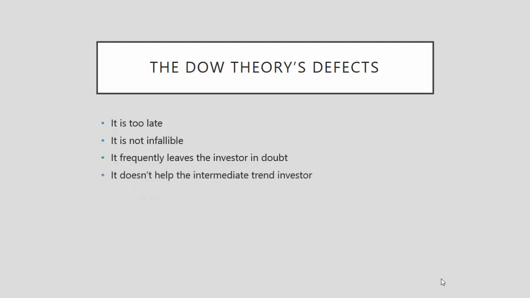Another true statement about the Dow theory is that the theory doesn't help the intermediate trend investor. It's obviously true, and if you want to trade intermediate trends, you should follow other techniques, which we will explain in next videos.